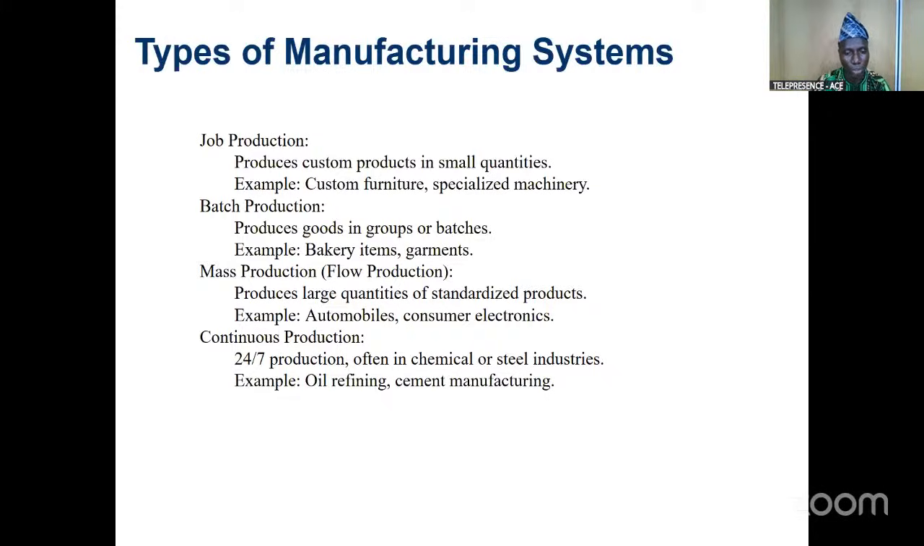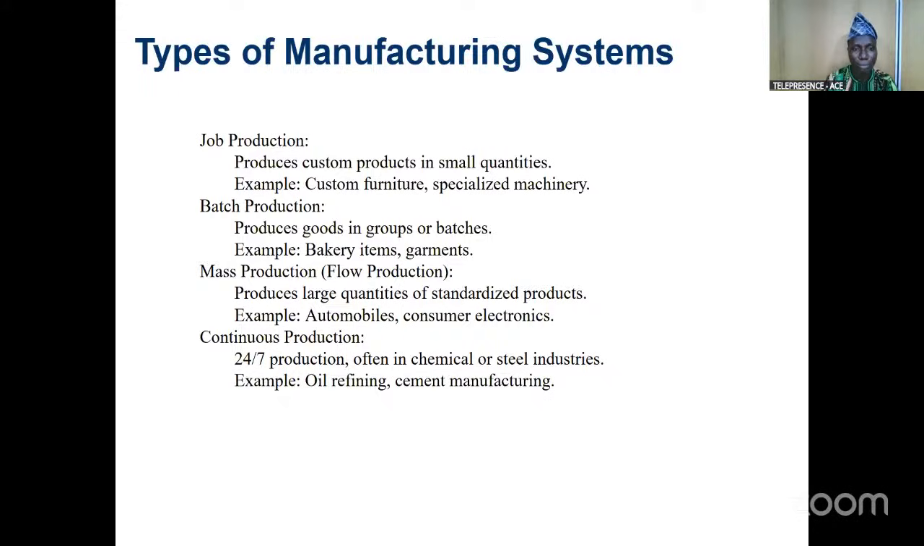Batch production, when you want to produce some items like garments or food, like Coca-Cola, you produce them in batches. But we have mass production. In mass production like automobiles, when you are producing phone or consumer electronics, you produce them in large quantity. Or continuous production, example, when you produce for 24 hours, for example, in oil refineries or in cement manufacturing.